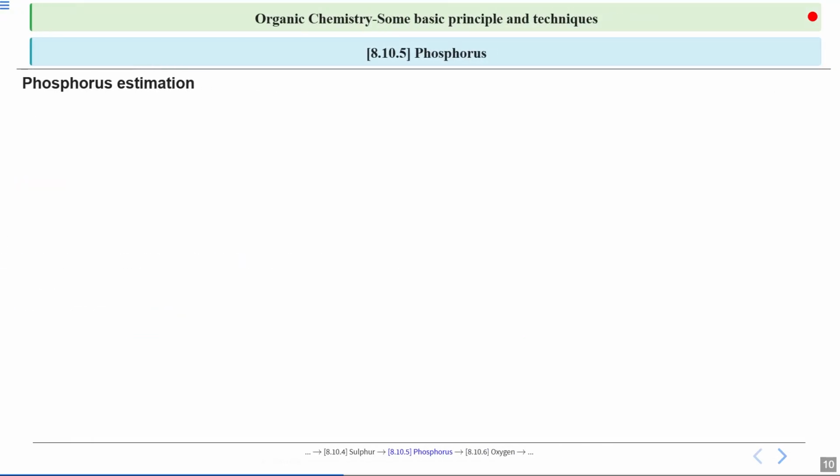Now moving on further, now we will see the calculation part. So this involves using the formula to calculate the phosphorus content. How do we do it? We already know that the molar mass of magnesium pyrophosphate is 222 grams.